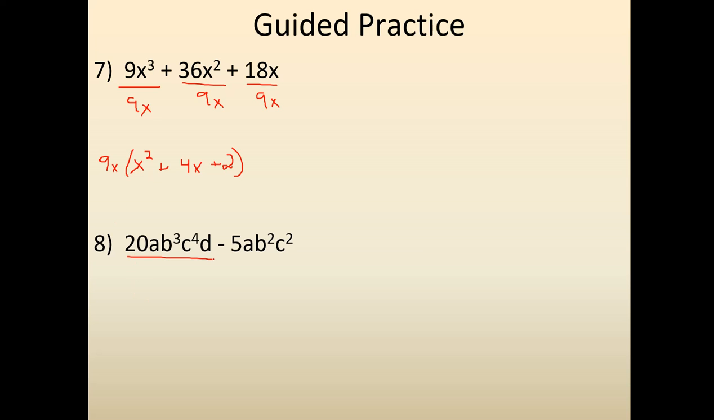For number 8, 5 is going to be my greatest common factor. A, b squared, since that's the smallest exponent. C squared. And there is no d. So when I do this, I end up getting 4. The a's cancel out. I'm left with 1 b. I'm left with c squared up top and a d. And then here it's basically just 1. And this would be my factor for that one.